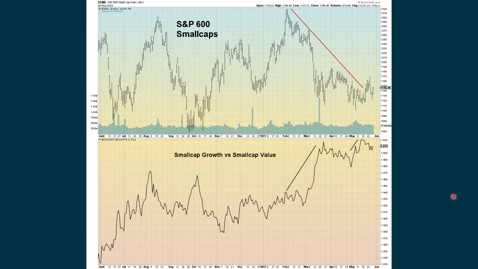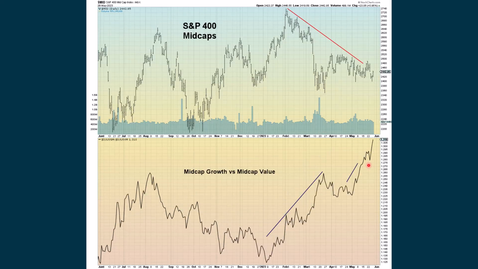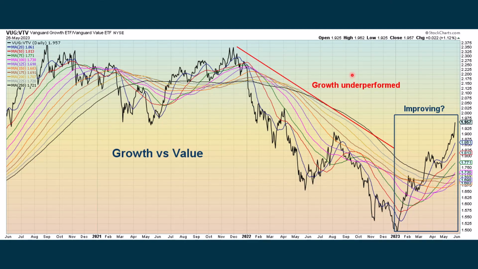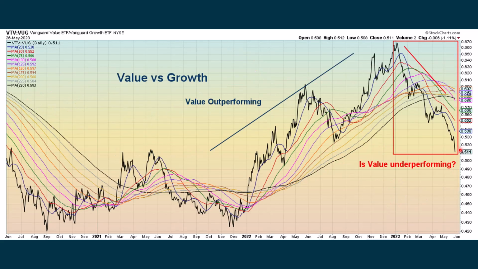Another thing that we're really noticing right now in the markets is the small caps have really been underperforming with their index. They are going down overall. But if you look at the growth to value ratio, growth is really outperforming. Interesting, we're also seeing this with the mid caps, and this is really going up strong, even though the index has been going down. We also have another ratio, growth versus value, where growth had been underperforming. Now it's really starting to improve. And then this is an inverse, where value had been outperforming, and now it's starting to underperform.